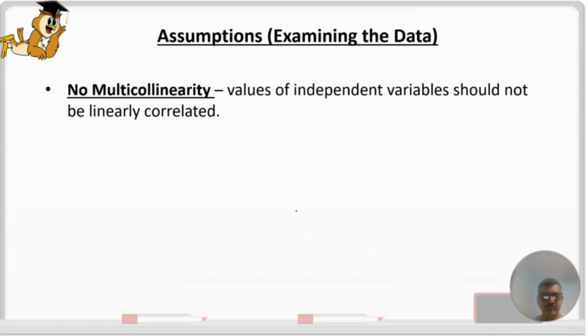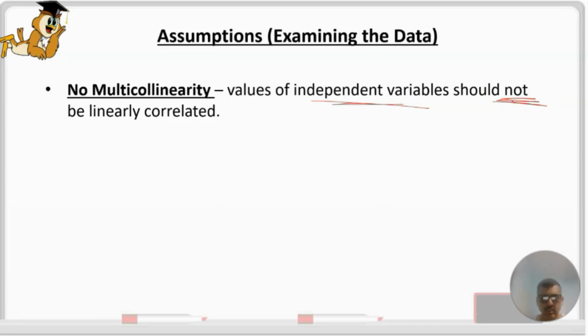Let's move on to the next assumption. The next assumption has to do with something called multicollinearity. And the assumption is that there is no multicollinearity. What that means is that the values of the independent variables should not be linearly correlated.